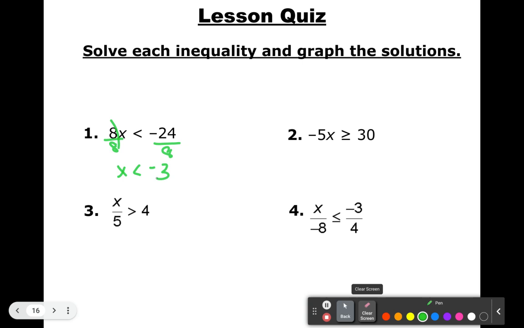Then number 2 says -5x is greater than or equal to 30. Divide by -5 on both sides. x is greater than or equal to 30 divided by -5, but we have to flip our sign because we're dividing by a negative. 30 divided by -5 is -6.